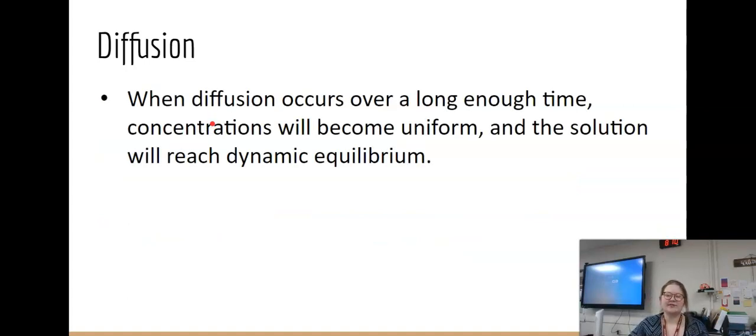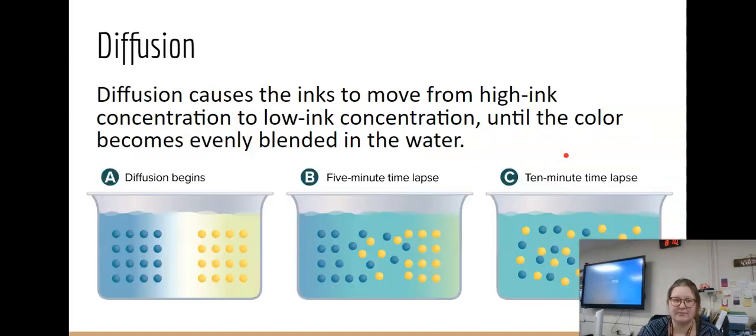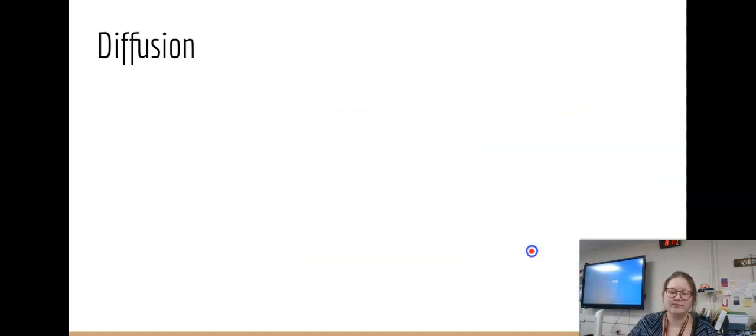When diffusion occurs over a long enough time, concentrations will become uniform and the solution will reach dynamic equilibrium. In dynamic equilibrium, molecules continue to move, but the concentration remains the same. This is like ink in water. Diffusion causes the ink to move from high ink concentration to low ink concentration till the color becomes evenly blended in the water. So if we have blue over here and then nothing over here, slowly but surely that blue is going to bleed through. And that doesn't mean that this one is just going over here. They're constantly in motion going back and forth, but they just even out.